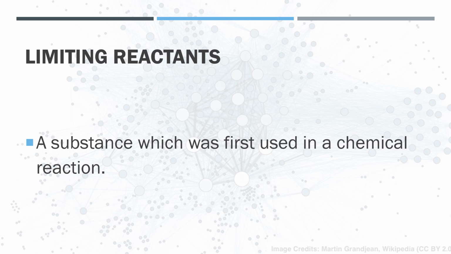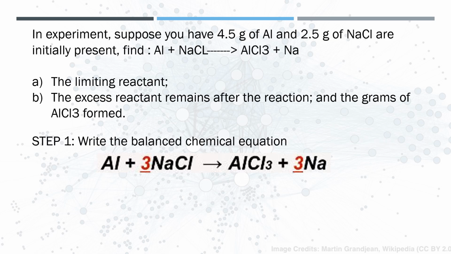But how can we determine a chemical reaction with a limiting reactant? Let us try this experiment. Suppose you have 4.5 grams of aluminum and 2.25 grams of sodium chloride initially present. Find A, the limiting reactant, B, the excess reactant that remains after the reaction, and C, the grams of the aluminum chloride formed.